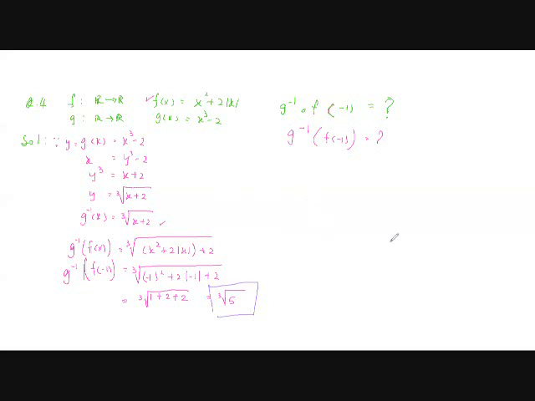Now continue to question 5. The question gives us f of x equal to 3x plus 1, and f of g of x equal to 3x squared minus 6x plus 4. Then they want us to find g of x.